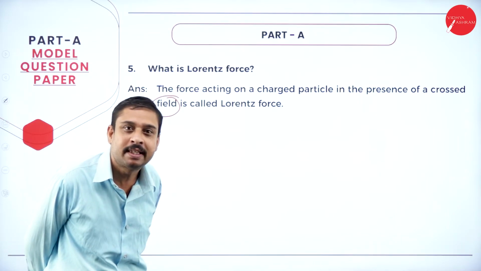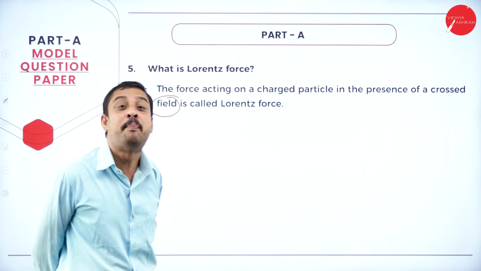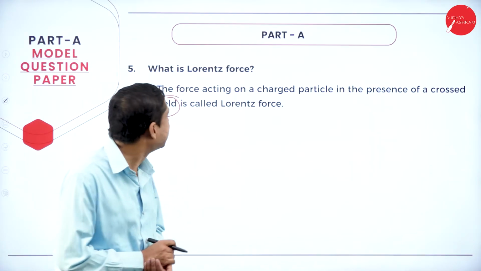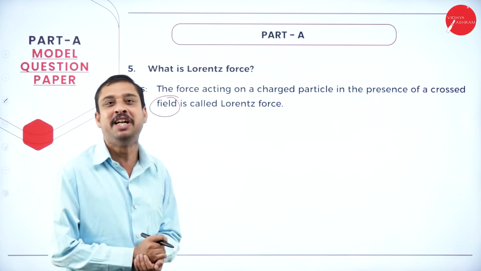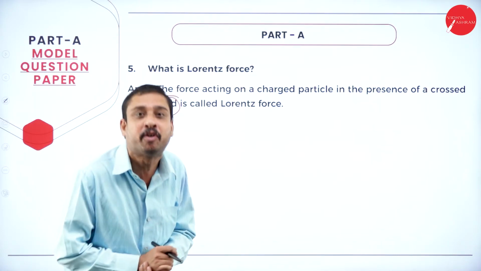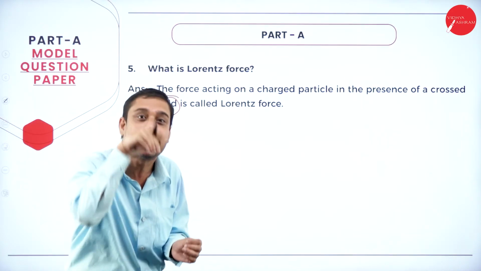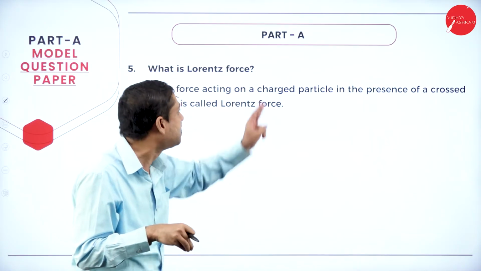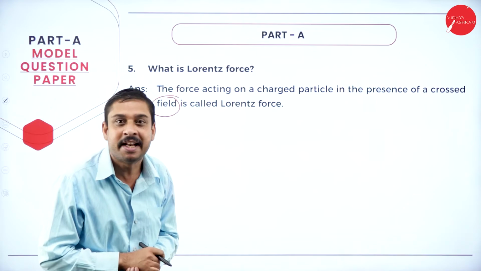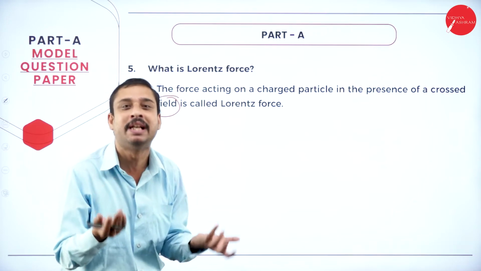If there are both electric and magnetic fields acting perpendicular to each other, that is called a crossed field. There is an electric field and a magnetic field, and these are perpendicular to each other. Then the force exerted on a charged particle in such a region is what we call Lorentz force. Can a neutron experience Lorentz force? No, it is neutrally charged.